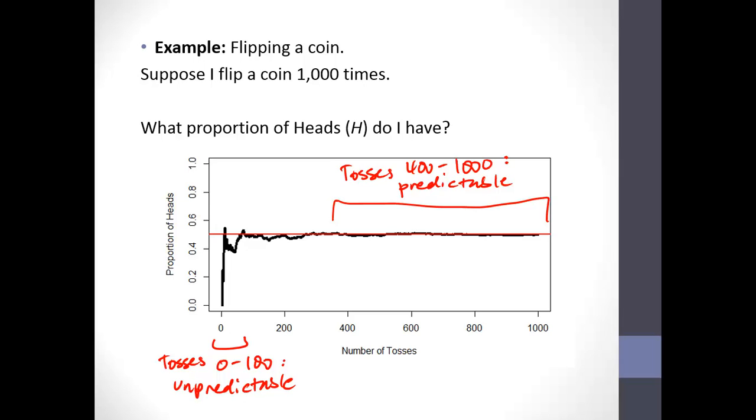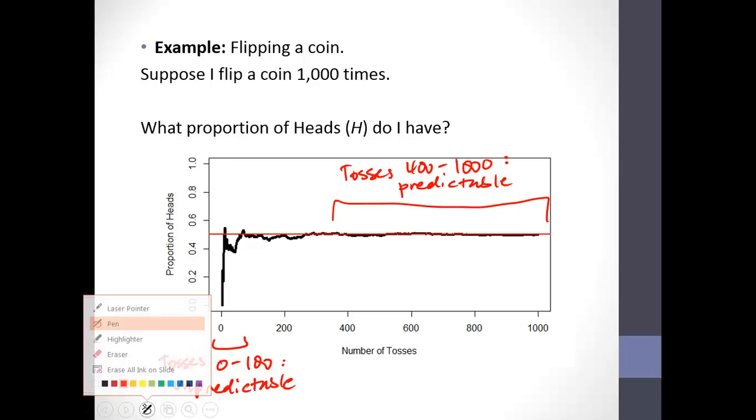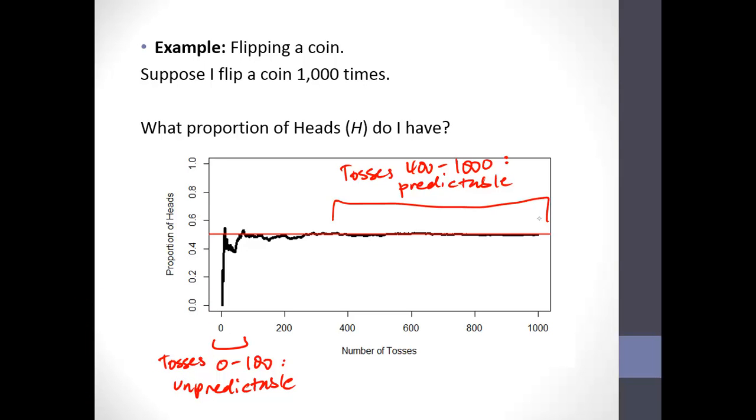So just that idea that, again, if we have chance behavior like this, in the short term it's unpredictable, in the long term it's predictable. And what we're going to use is that it is eventually predictable. This is going to tell us about probability.